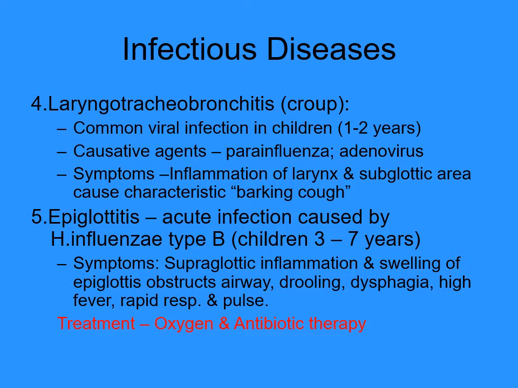Epiglottitis, acute infection caused by H. influenzae type B, in children 3 to 7 years of age. And symptoms, supraglottic inflammation and swelling of the epiglottis, so it obstructs the airway. And these children are seen drooling, dysphagia, difficulty swallowing, high fever, rapid respiration and pulse. Treatment, oxygen, and antibiotic therapy is usually recommended in this type of problem.